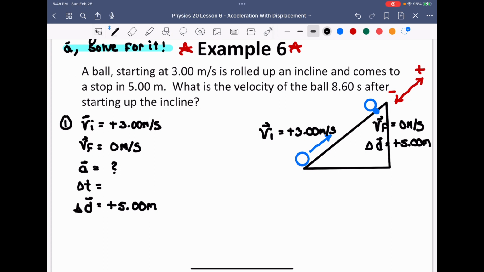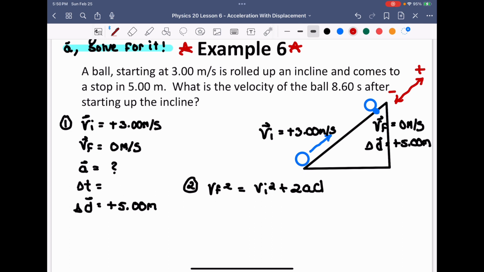Now you want to be thinking about which equation involves these such that we can solve for the final velocity, or not the final velocity, but the acceleration, I should say. And the equation that should come to mind would be this one here, part number 2. We're going to say VF squared is equal to VI squared plus 2 times the acceleration times the displacement.